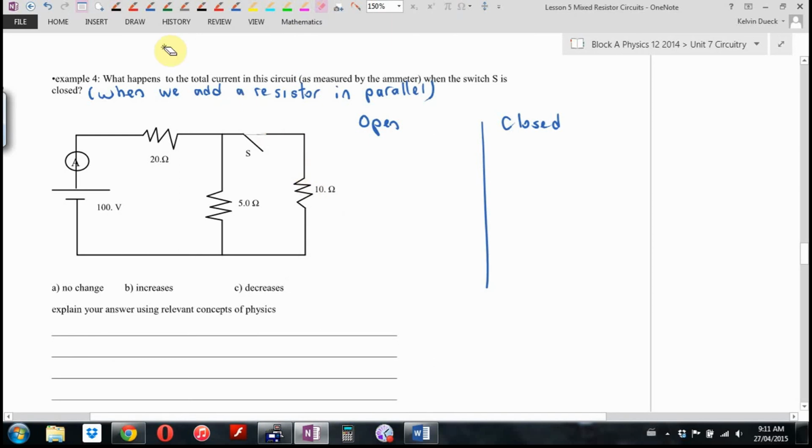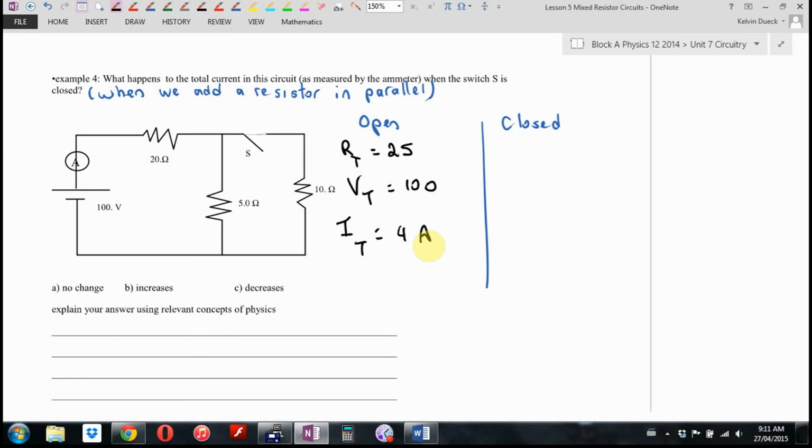Okay, so, ready? With this open, what's our total? 25. What's V total? 100. So what's I total? 4 amps. What about when we close the switch? So really what this question is saying is, if you close the switch, is it more than 4 amps now or less than 4 amps now? Or the same? I don't think it's going to stay the same.